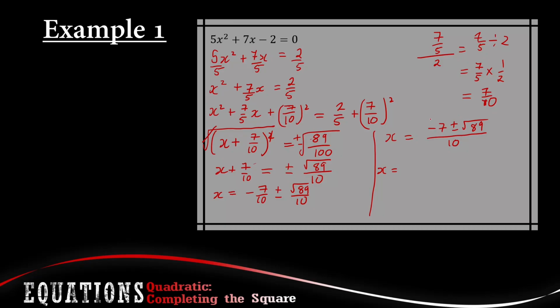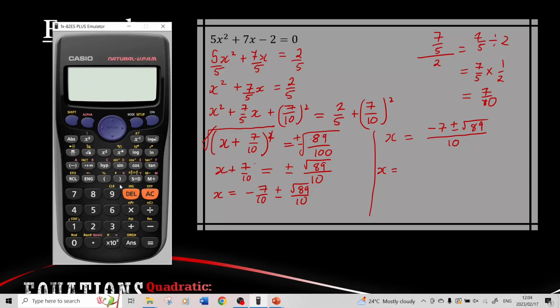The one is minus 7 plus square root of 89, and the other one is minus 7 minus square root of 89. So typing that in, let's start with the negative. Let's say we've got minus 7 minus square root of 89 over 10. Okay, and that gives us the surd form, but if I press SD, then it gives me the decimal places.